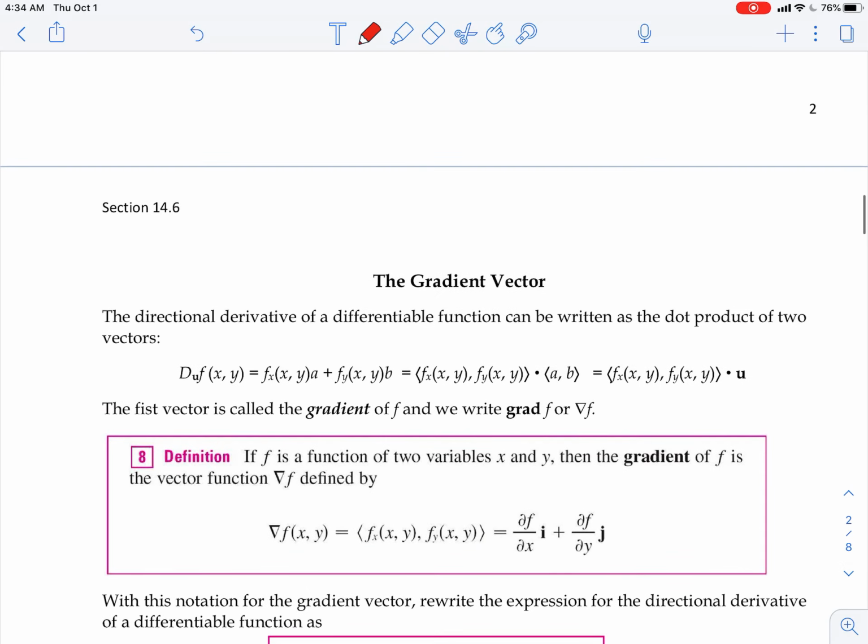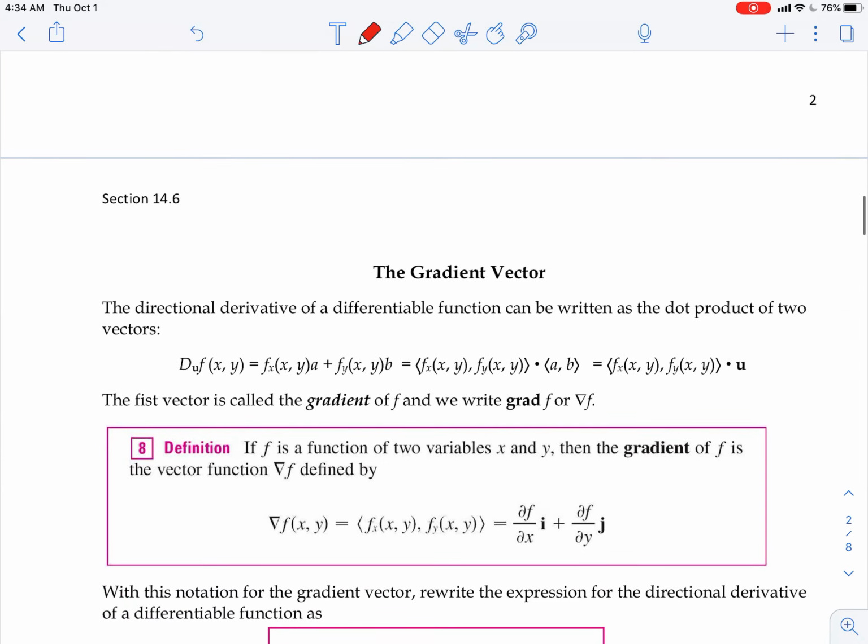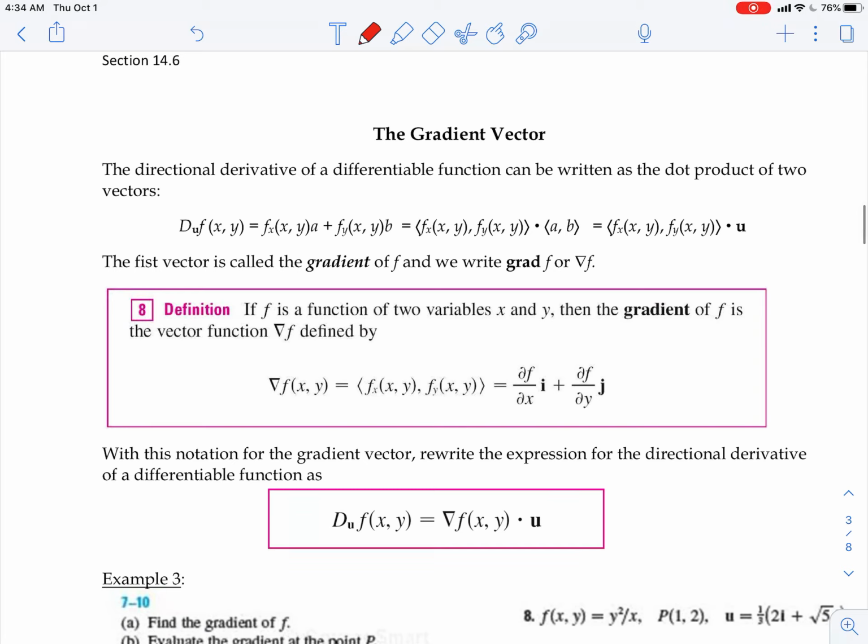So hopefully you were able to determine, okay, if I'm looking for a direction vector, pretty much what I'm doing is I'm taking the partial of x times my unit vector component, which is a, plus the partial derivative with respect to y times the unit component for y, which is b.